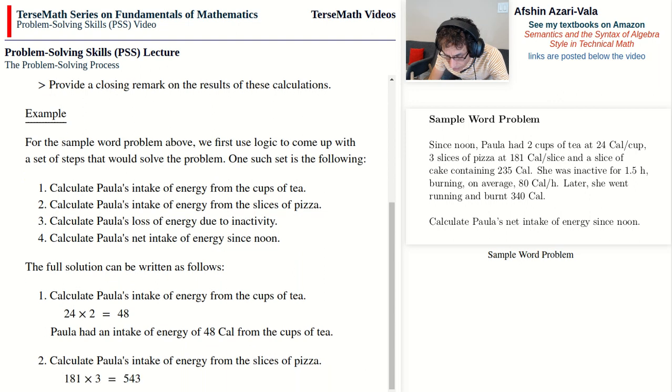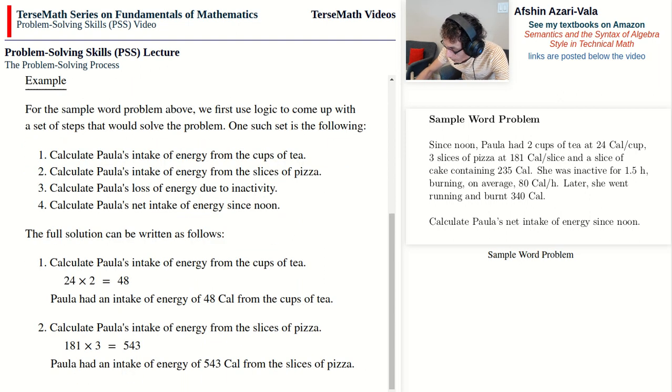Now, step number 2 is similar. We find Paula's intake of energy from the slices of pizza. And here we have to multiply 181 by 3. 181 is the energy content of 1 slice, and she had 3 slices. So in total, she had 543 calories of energy from the slices of pizza.